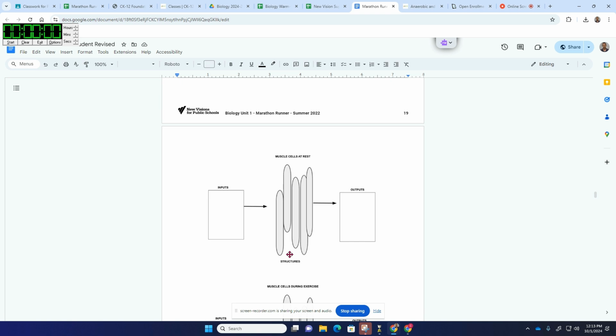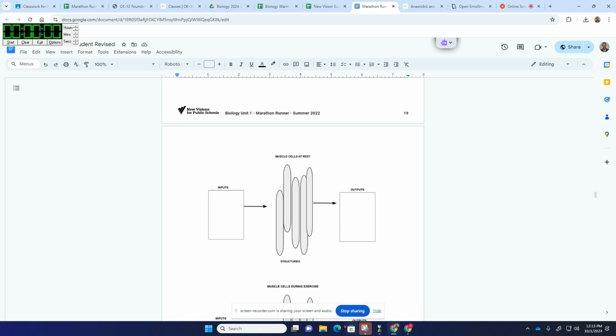So the structures. The name of the structure is the mitochondria. You can find the spelling of that in the reading if you need it. And the mitochondria, that's the site of this cell respiration, ATP production. Okay, so the mitochondria is the structure. You probably want to write cellular respiration in there as well. You'll see that in the reading. That's the name of the process that's occurring.